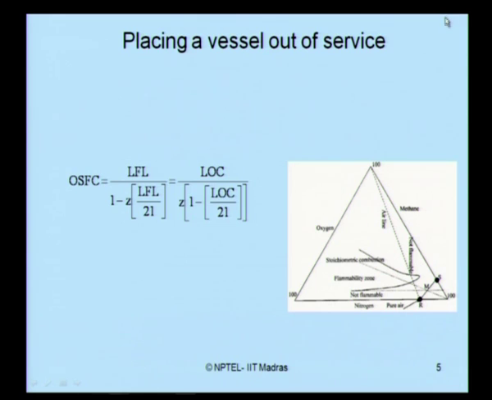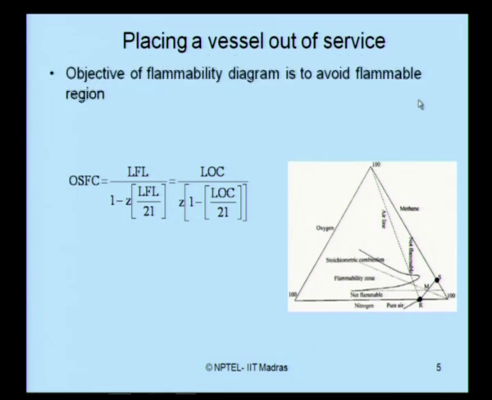Let us consider that I am placing a vessel out of service, that is called out of service. The objective is to avoid the flammable region. Let us say this is my flammability diagram. It has got 3 arms of a triangle: methane, which is the fuel in this case as an example, oxygen and nitrogen. There is a standard way of marking every arm 0 to 100, anticlockwise, which we already know how to draw this diagram.